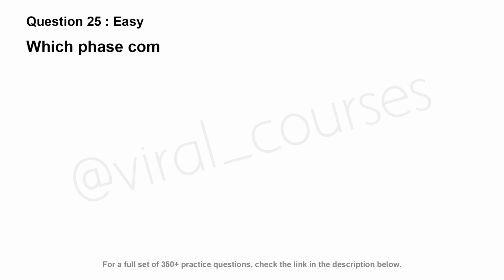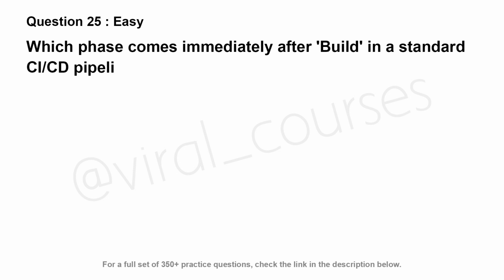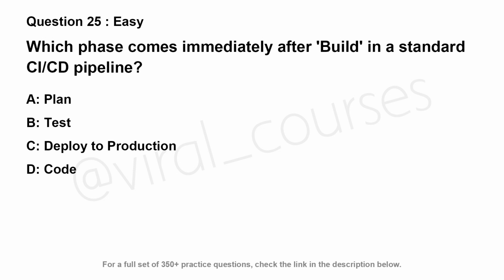Which phase comes immediately after build in a standard CI/CD pipeline? Option A, plan. Option B, test. Option C, deploy to production. Option D, code.